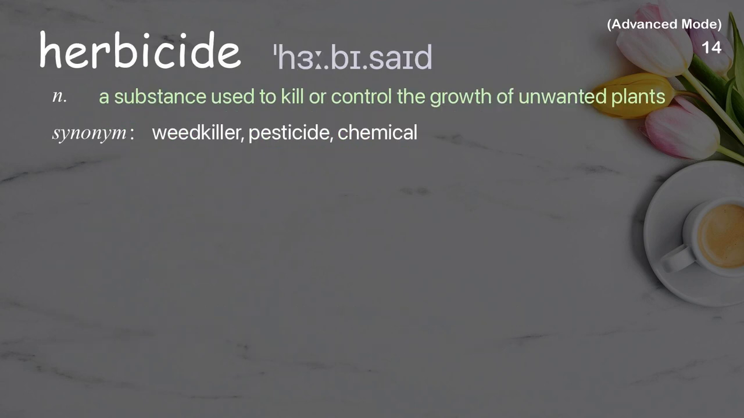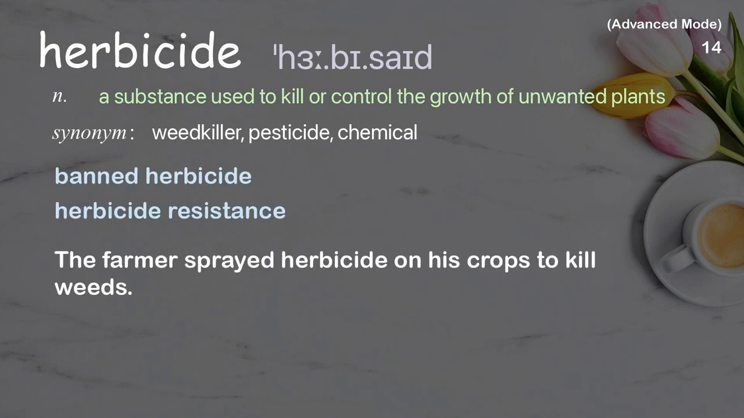Herbicide. A substance used to kill or control the growth of unwanted plants. Examples: banned herbicide, herbicide resistance. The farmer sprayed herbicide on his crops to kill weeds.